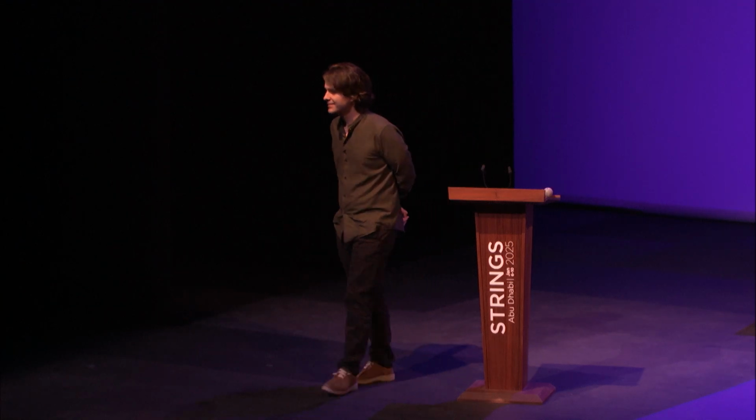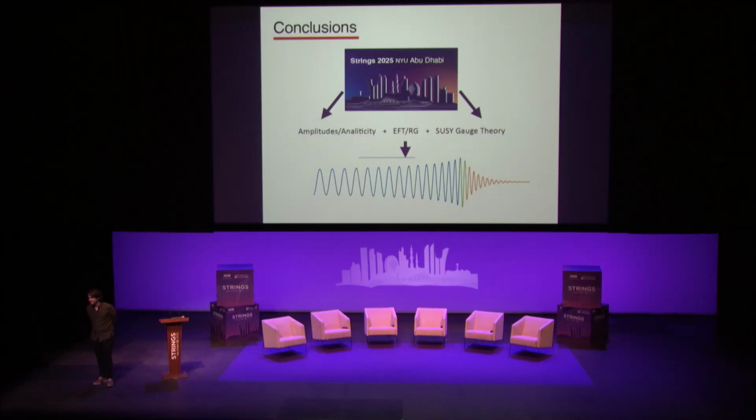So your result for the exact anomalous dimension has these poles in spin, and is there an understanding of what dictates the structure and what is the interpretation of these poles?